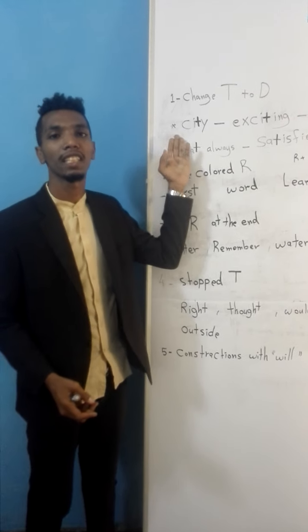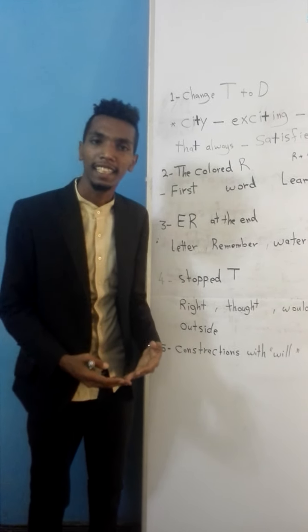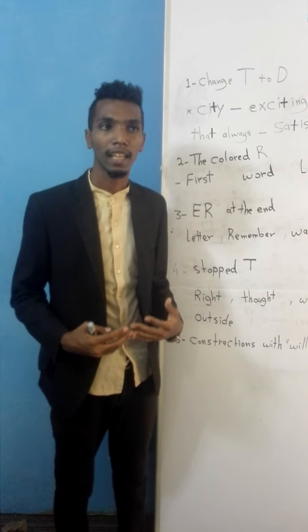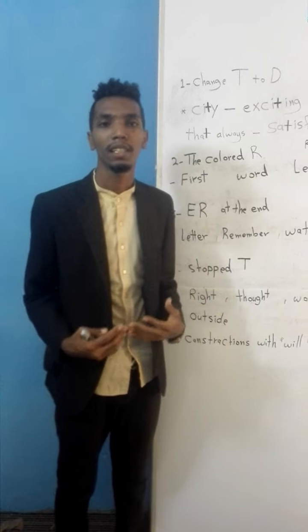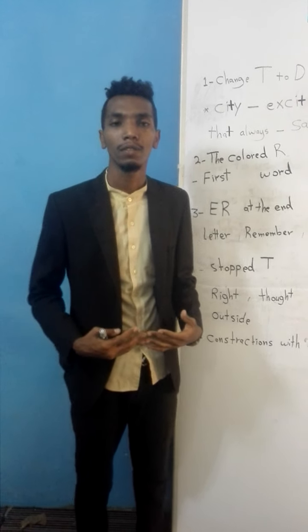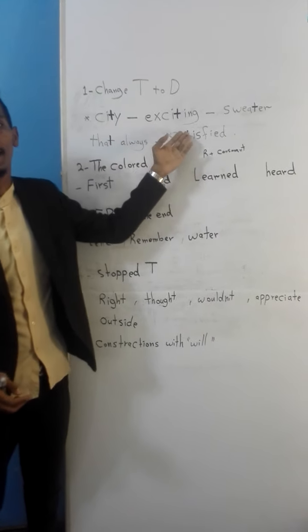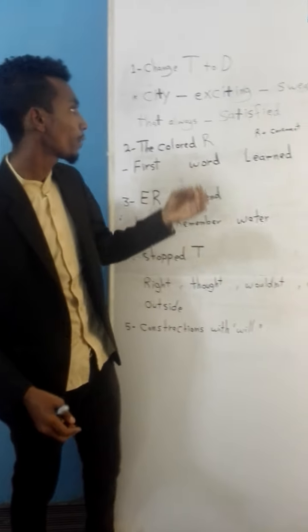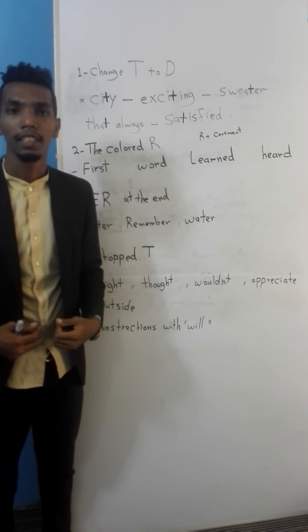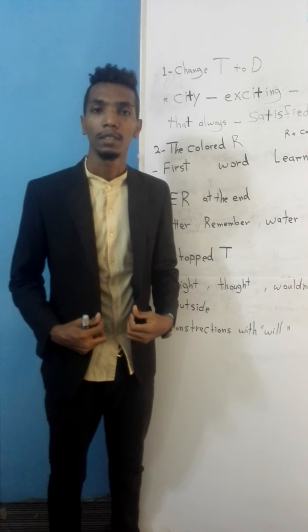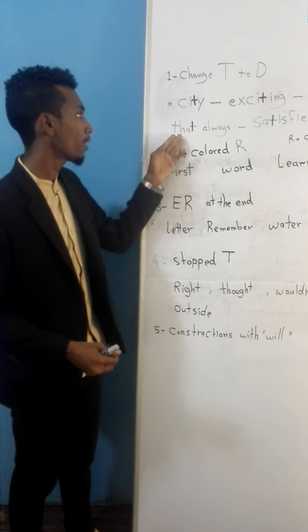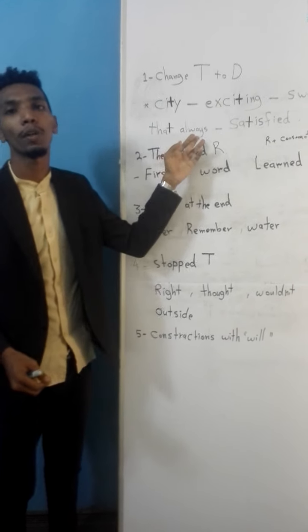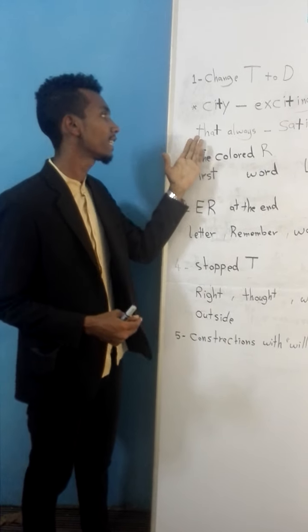Like the word city. They don't say city, they say city. I'm going to New York City. They don't say I'm going to New York City. City instead of city. We have exciting. They don't say exciting, they say exciting. And we have sweater. They don't say sweater, they say sweater. And we have here 2 words, which is that always. They don't say that always. They connect words. They say that always.